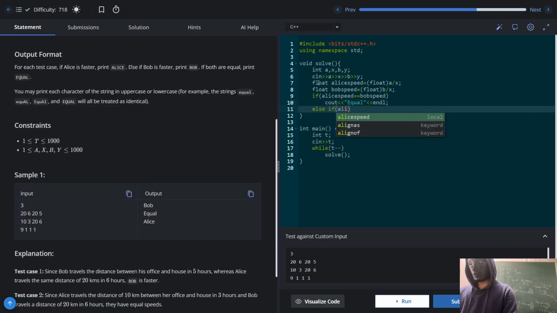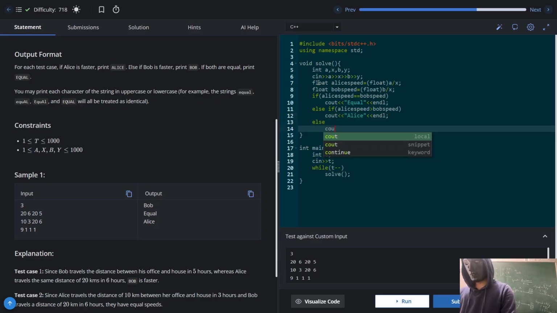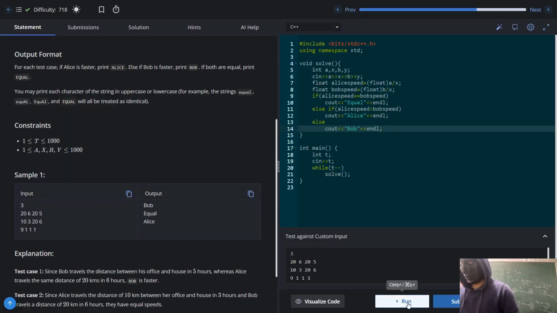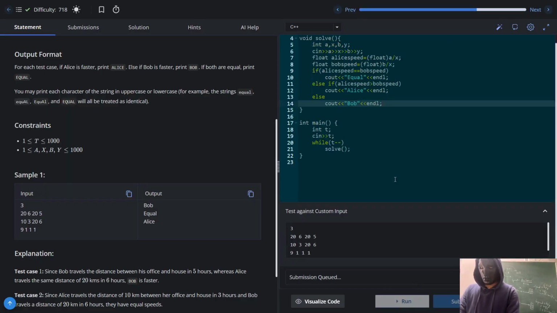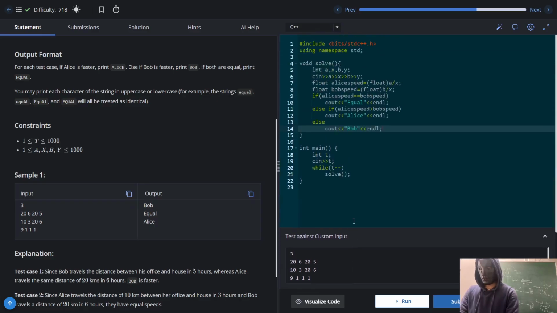Else, if Alice's speed is greater than Bob's speed, Alice will be reaching the office faster, so we'll have to print Alice. Else, it is obvious Bob has greater speed, so Bob will be our answer. Let's try to run the code. We should get Bob, Alice, equal, and Alice. So we're getting equal, Bob, Alice. We're getting something wrong, we're missing something.